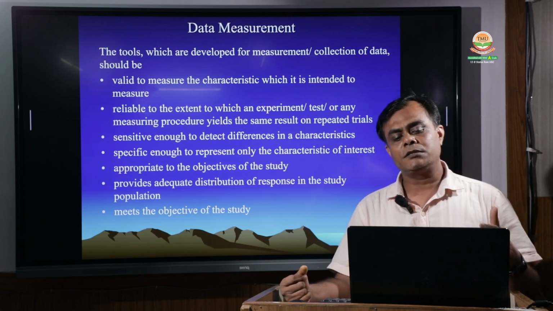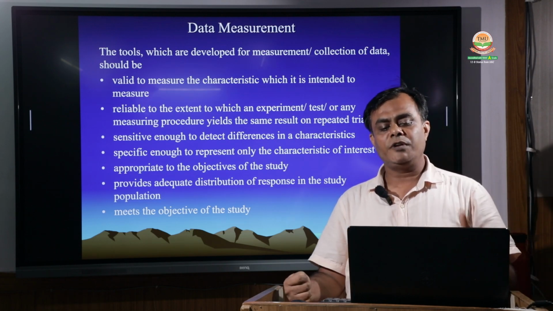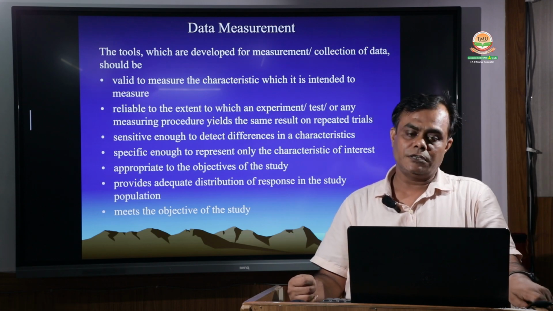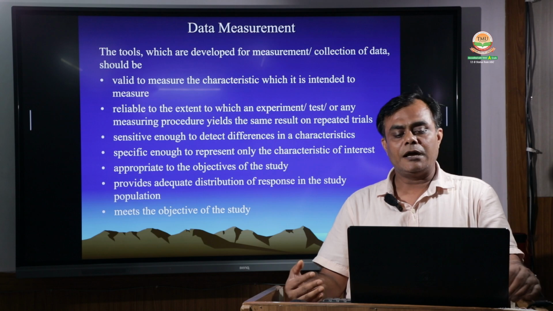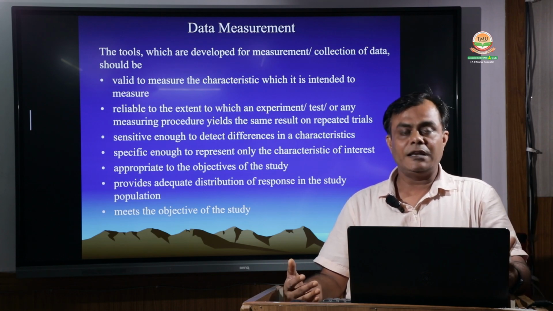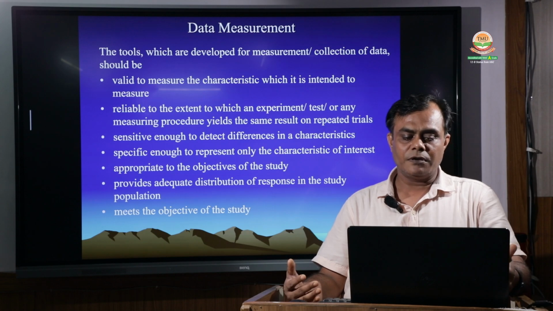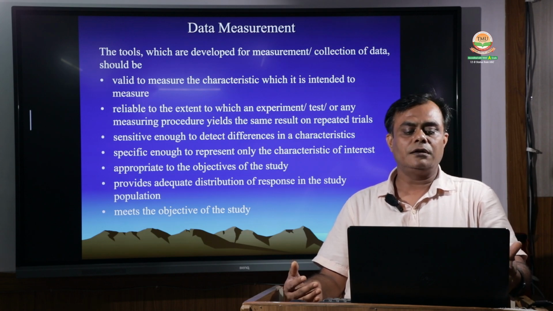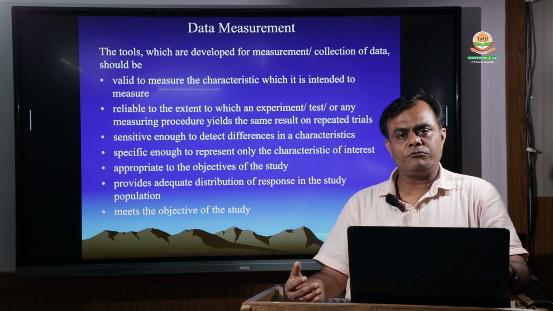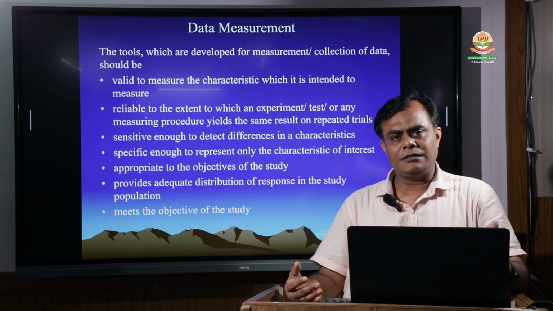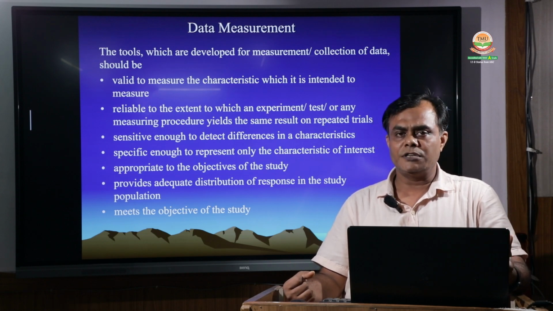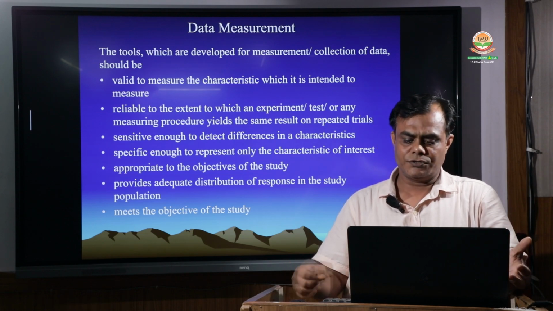So these are the major points or tools when we are developing the measurement and collecting the data. When developing and collecting the data, we have to go through these points: validity, reliability, sensitivity, specificity, adequacy of response, and meeting the objective of the study. These are factors we have to go through, and they are mandatory when we are aiming for a good result or good quality of research.